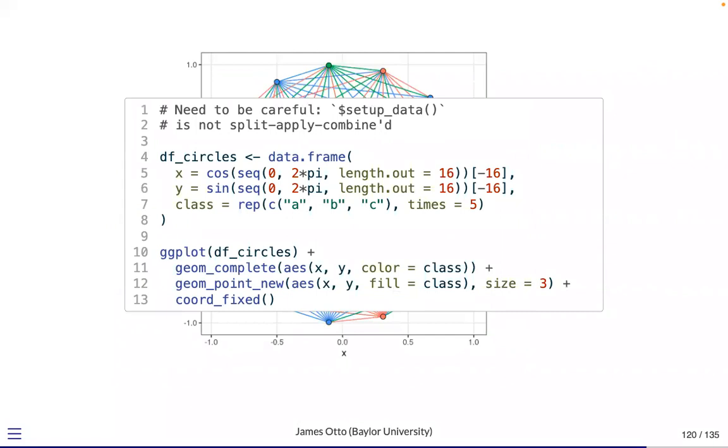So now we have DF circles, plural, where X and Y are, you can just imagine them, slightly offset circles with 5 points per circle. And we're going to see what it looks like. The circles are identified with A, B, or C. The typical way to plot these 3 circles on the same plot with different colors would be to call geom complete and specify color equals class, and then it should work, but it doesn't.